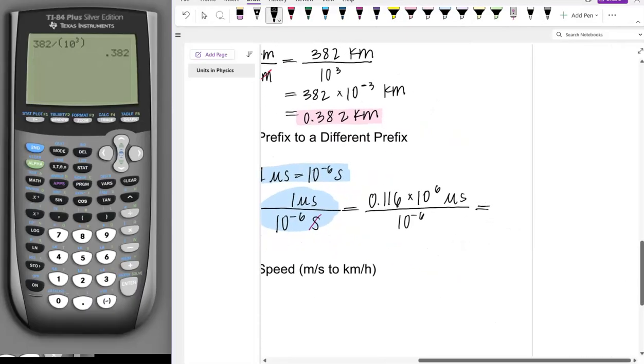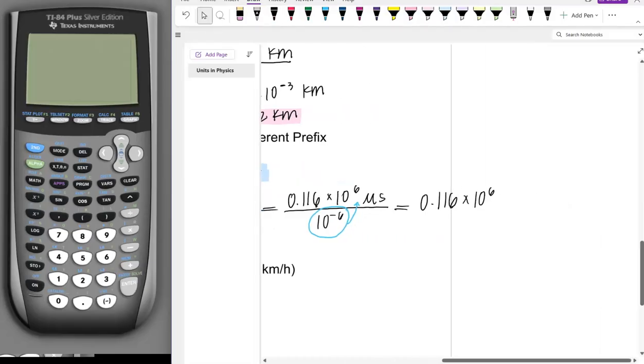Okay, again, you have a couple options for this. If you're good at your exponent properties, just like before, you know that if you're moving this from the denominator up to the numerator, you get the opposite exponent. So we already have the 0.116 times 10 to the 6th. But then if we move the 10 to the negative 6 up to the numerator, it becomes the opposite exponent. So the opposite of negative 6 is going to be positive 6 microseconds.